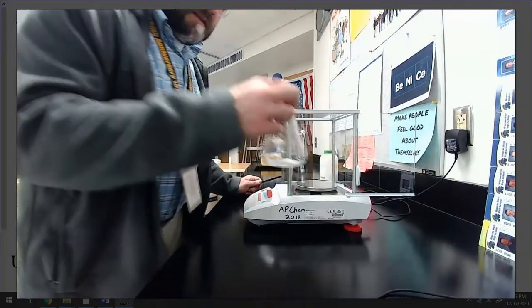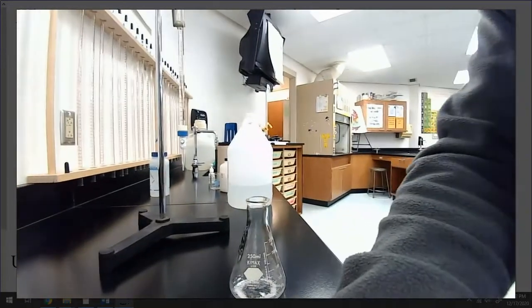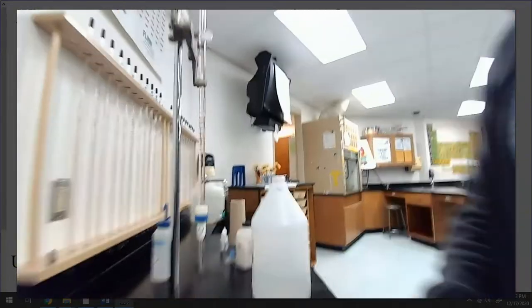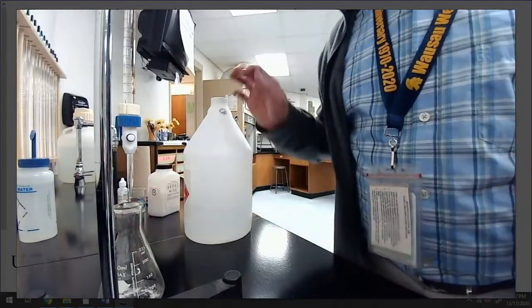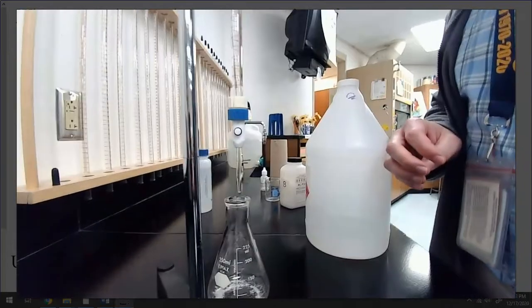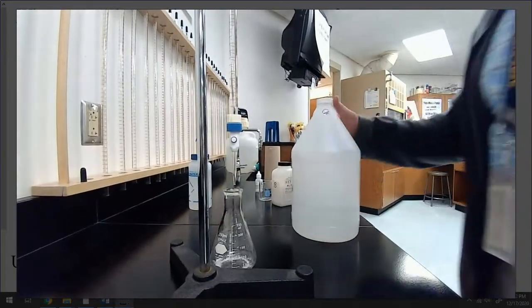So now, let's take this, and I'm going to flip the camera here, and let's get set up to run a titration. So, what I have is, let me see if I can get a better angle here. I don't know if I really have a great angle. Oh well, we'll try our best.